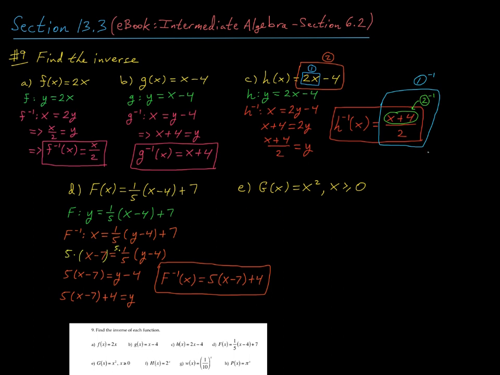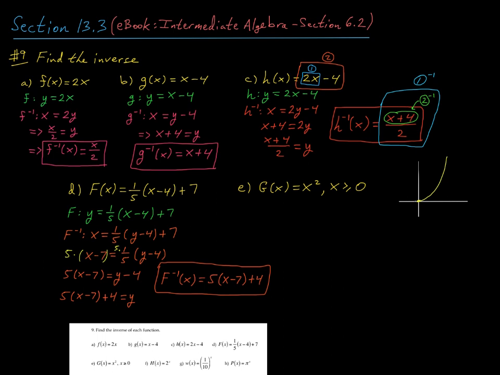Okay, great. Part E, g of x is x squared, where x is greater than or equal to 0. Well, what I'm going to do first off to the side is just draw a little picture of the graph of g. And so g of x is x squared. That's just our standard parabola. But now since we're restricting x to be greater than or equal to 0, we're actually only going to get this right branch of the parabola.